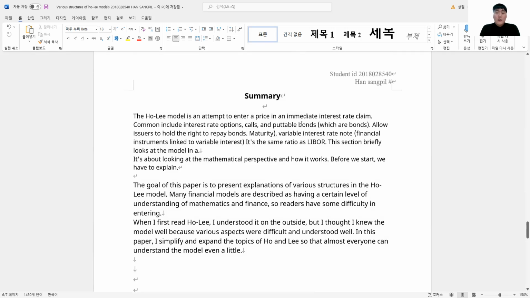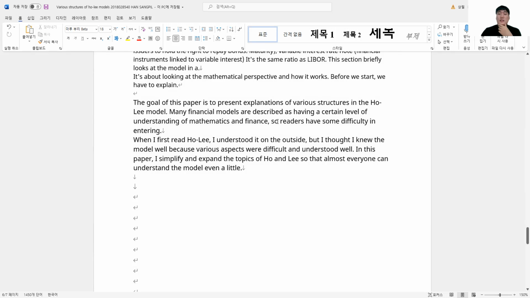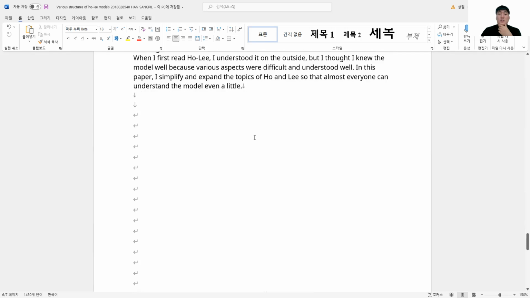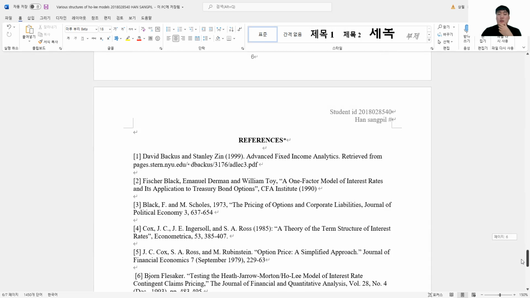Anyway, the Ho-Lee model is an attempt to interpret interest rate claims. It's about looking at the mathematical perspective and how it works. The goal of this paper is to present explanations of various structures in the Ho-Lee model. When I first read the Ho-Lee model, I understood it on the outside. I simplify and expand the topic of the Ho-Lee model so that almost everyone can understand the model even a little bit.